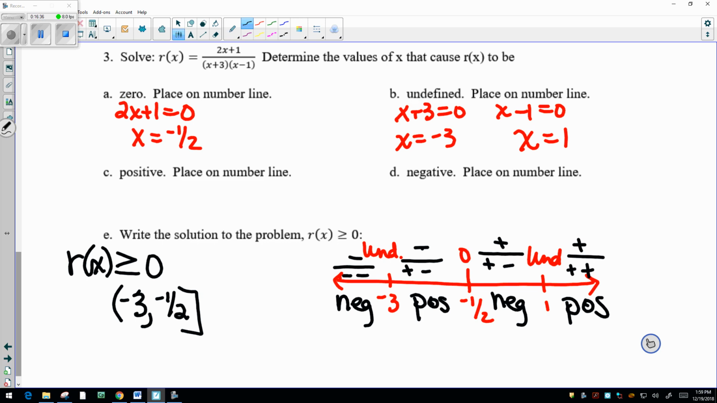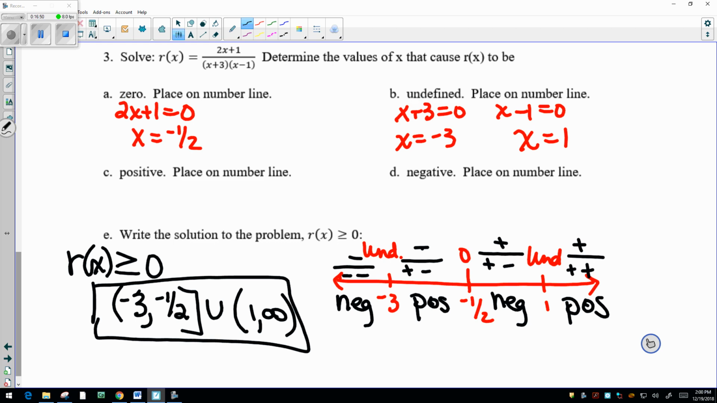But I don't want that next section because that's negative. So I'm going to put a U to join it, and I can't include the 1 because it's undefined. And then I go out to infinity. So this is answering the question, where is our function going to be greater than or equal to 0?